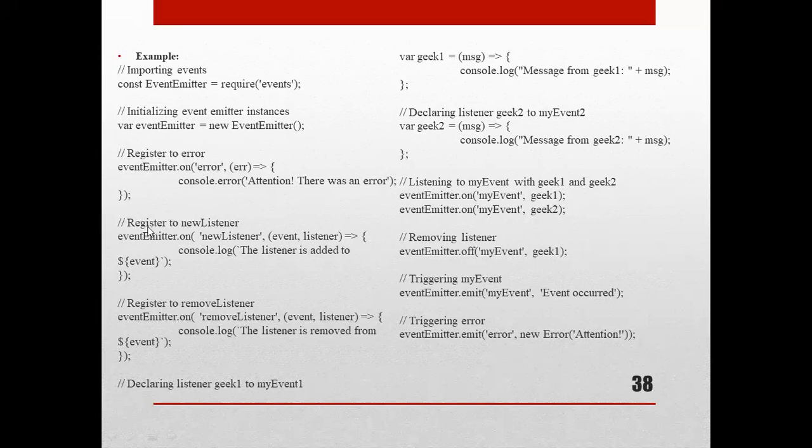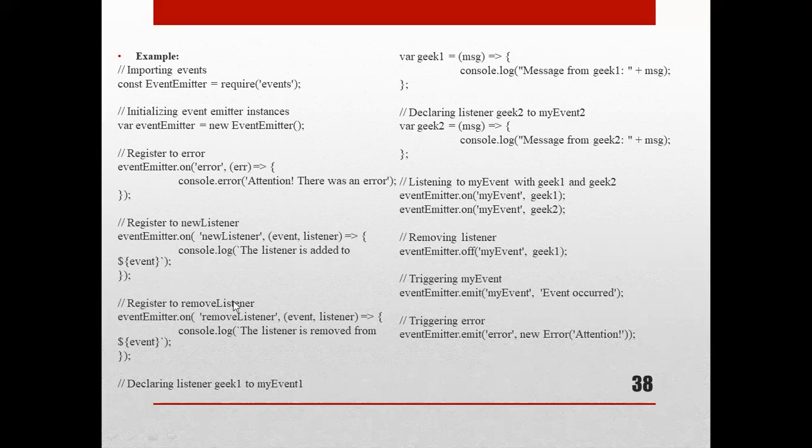Then we are going to register to new listener, that is eventEmitter.on, then newListener, and this is another listener, that is event, comma, listener. We are going to print the message with console.log: the listener is added to that particular event. Here you can see inside the curly bracket, event. That event name is my event. Here we are going to add that.